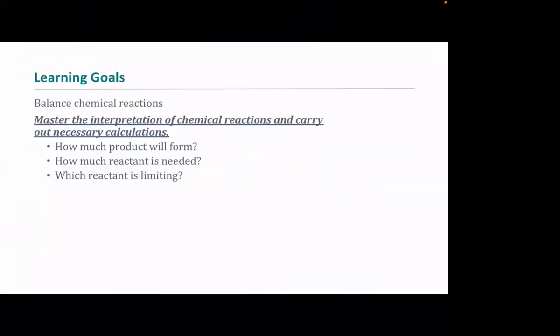So learning goes, balanced chemical reactions. That's the first thing. I don't spend a lot of time teaching it. It's kind of boring to teach. It's boring to sit there and listen to. It just takes practice, kind of like naming. I won't beat you over the head with balancing.